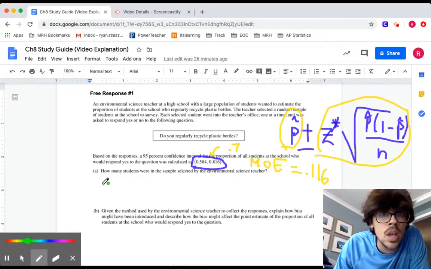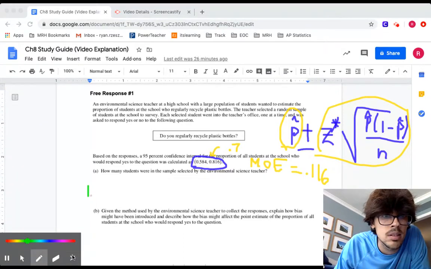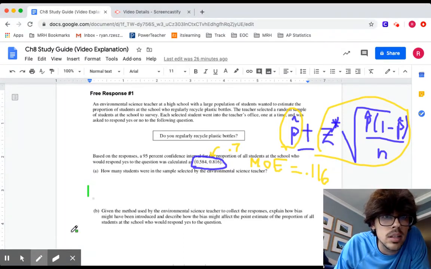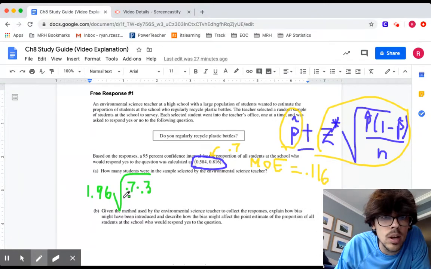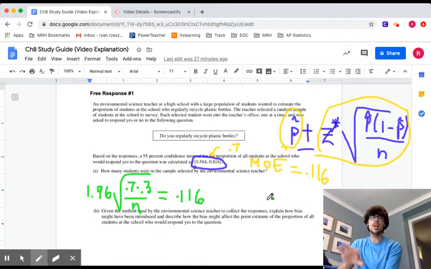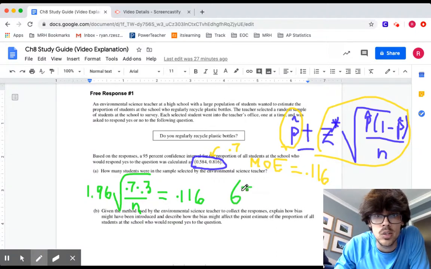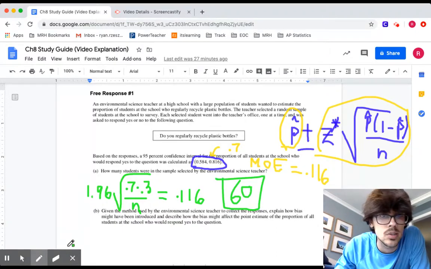That's my basic setup. For z star, you can find the critical value like I've shown you before. You're going to get 1.96. So I'm going to have 1.96, and after that, I'm going to have my square root of 0.7 times (1 minus 0.7, which is 0.3) over n. I don't know n, but I know that quantity has to equal 0.116. Once you have this set up, I did a very similar problem earlier in the video with the margin of error. You just get n by itself, do algebra. You're going to get 59.9 or something like that. So the sample size is going to be 60. So 60 is our sample size on that first one.